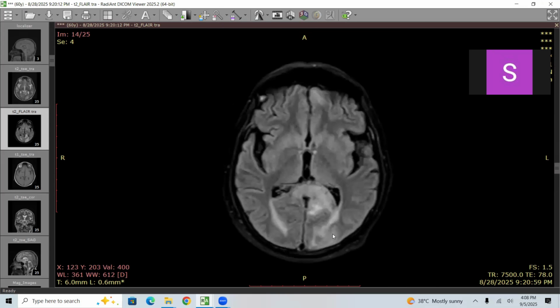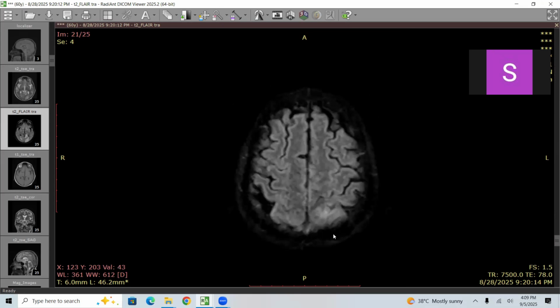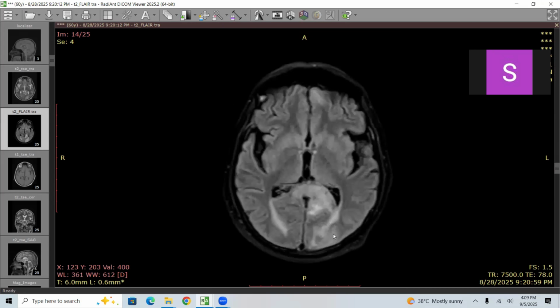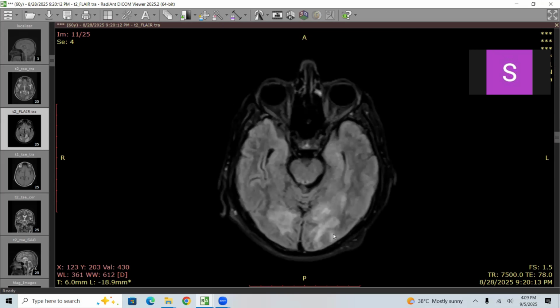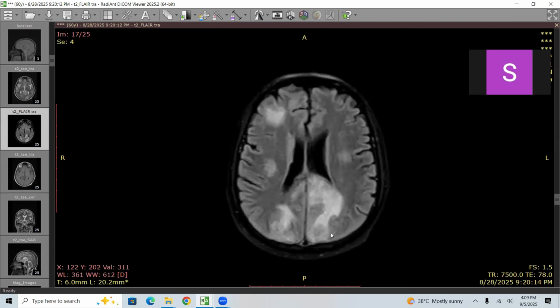There are the same signal abnormalities in the previously described areas. The basal ganglia and thalami appear unremarkable. I would like to see the post-contrast images if available.